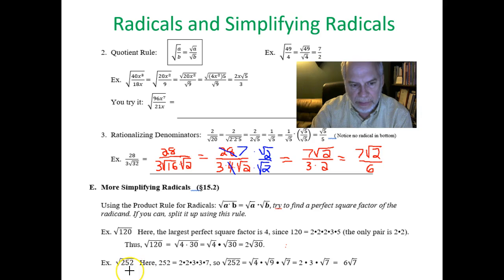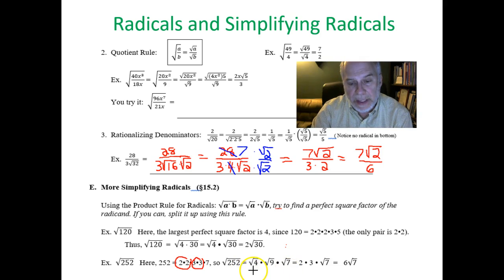In the last example, square root of 252. I can split 252 up into its prime factorization. 2 times 2 times 3 times 3 times 7. There's a pair of 2's and there's a pair of 3's. So I can write it as square root of 4, square root of 9, and then I also have this 7, so square root of 7.